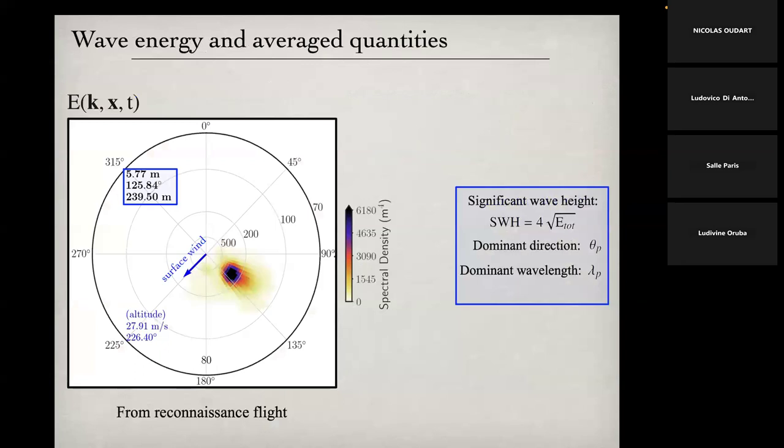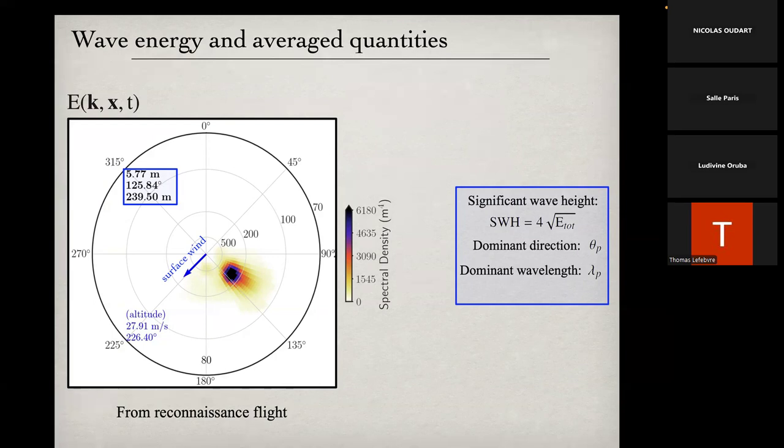To study waves in tropical cyclones, we do not have to use the action equation. There is another option, which is to build simplified models. These simplified models do not aim at reproducing the full energy spectrum, but they focus on average quantities of the spectrum. I show you here a wave height spectrum. For instance, we can average over the spectrum to get the total energy, E dot here.